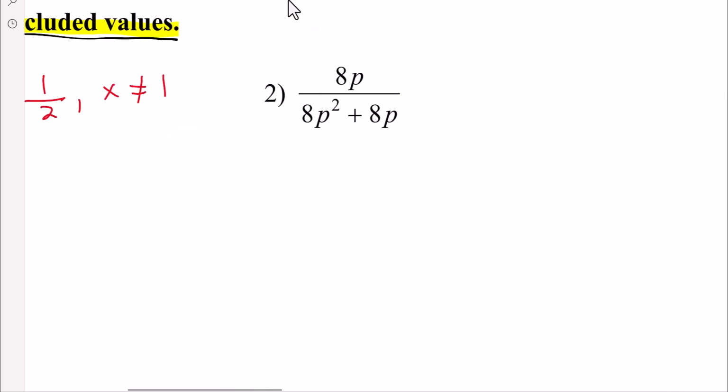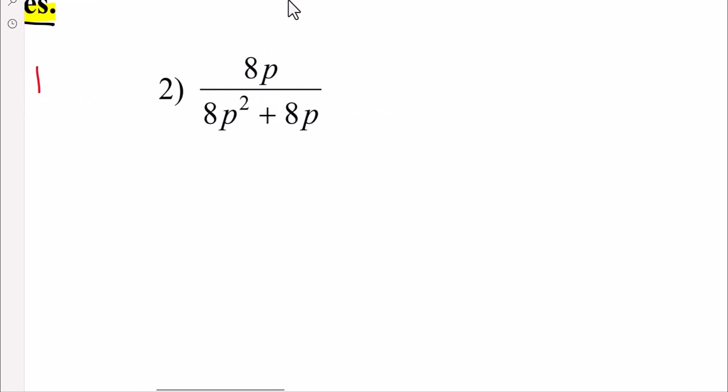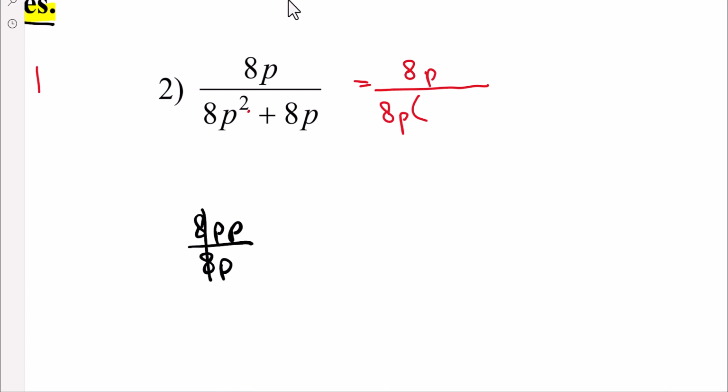All right, let's come over here and do this one. Now we have a lot of 8s, so I'm going to factor out, they have an 8 and a p, so I'll leave that 8p. This has an 8p squared, this has an 8p, so if we factor out an 8p, 8p squared factor out an 8p leaves a p, and then 8p divided by 8p cancels to 1.